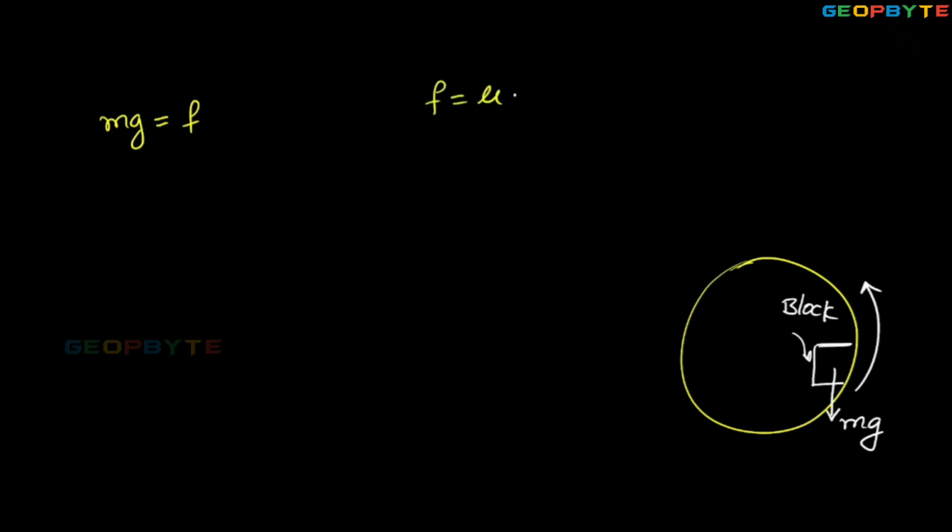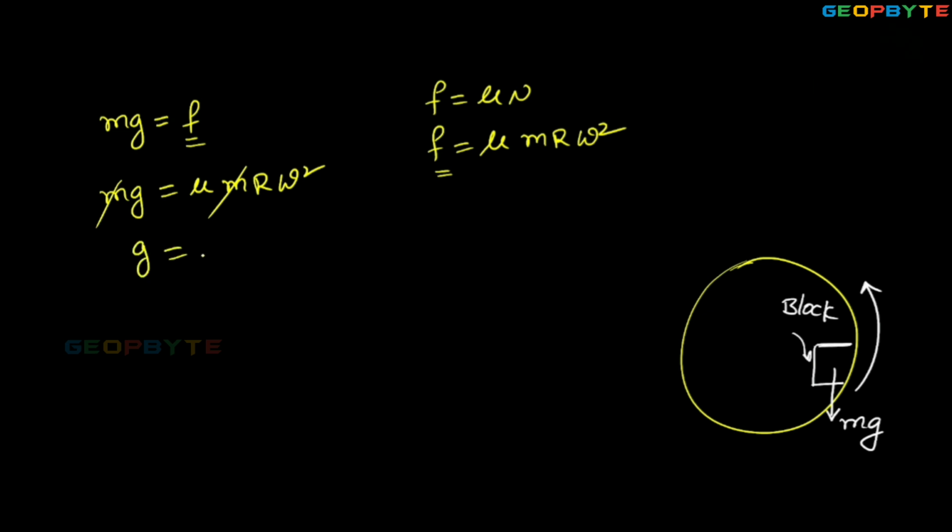Mu into N. F equal to mu into N equal to what? M R omega square. Then this mg must be equal to F, the frictional force, mu into M R omega square. Here M is cancelled. g equal to mu into R into omega square. From this, omega square equal to g by mu R. Therefore, angular speed omega equal to root over g by mu R.